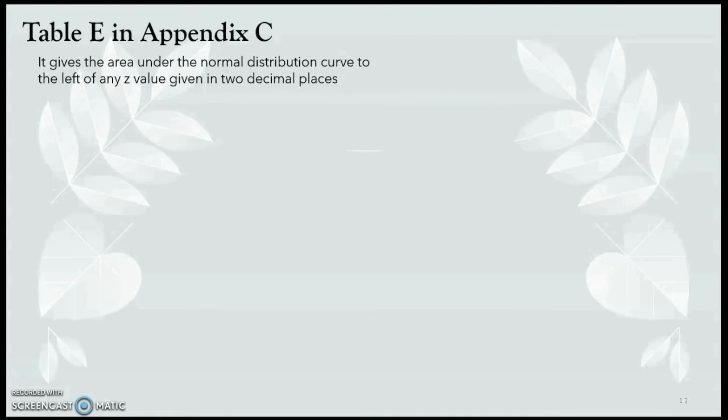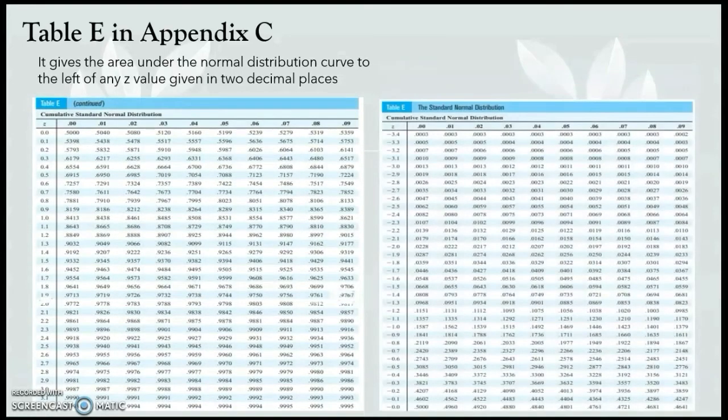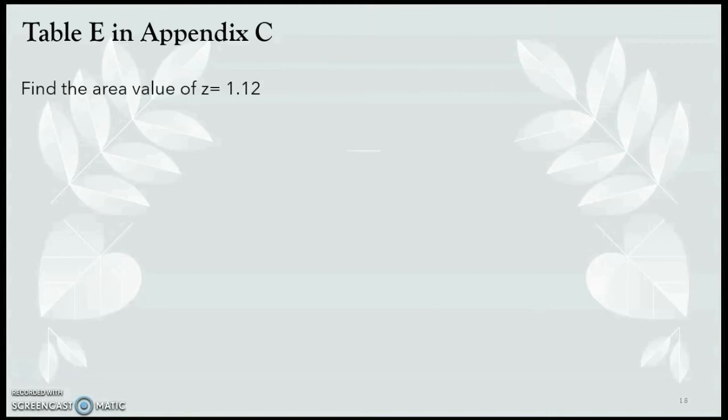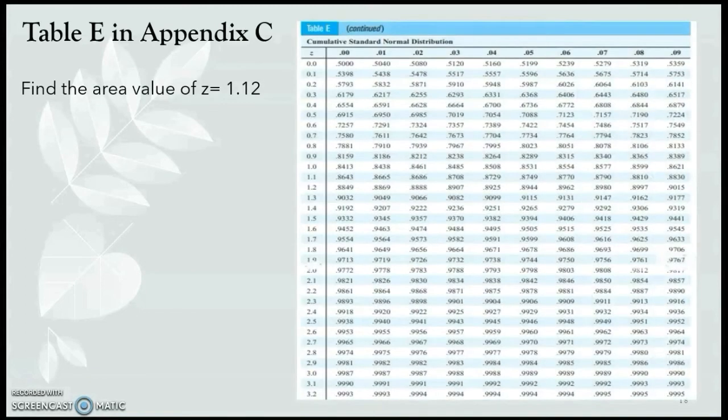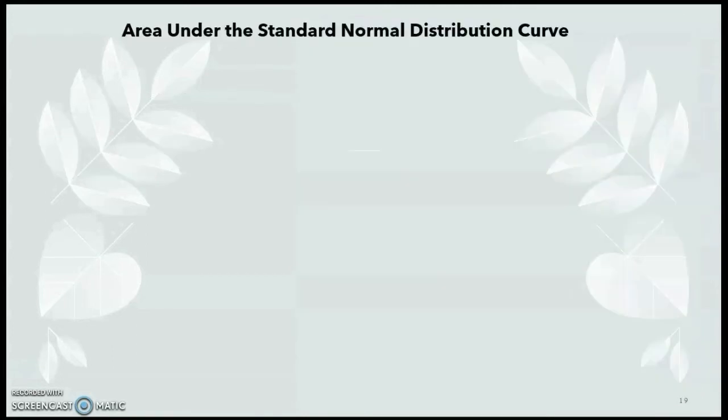In finding the area under standard normal distribution curve, we use the table E in Appendix C. It gives the area under the normal distribution curve to the left or right of any z-value given in two decimal places. We have positive z-values and the negative z-values. Example. Look for the area of z is equal to 1.12. Using the table E, it is found by looking up 1.1 in the left column, then 0.02 at the top row. Where the two lines meet, it gives an area of 0.8686.